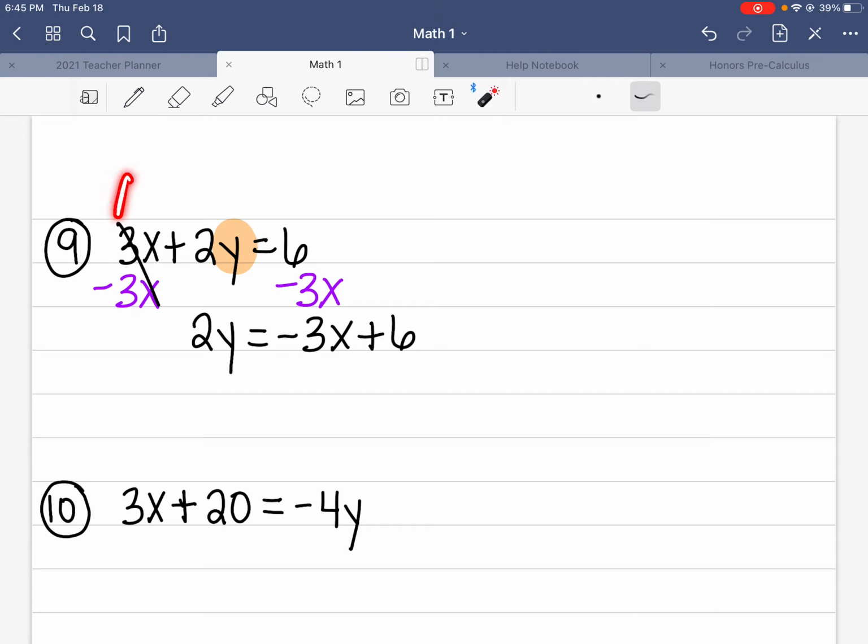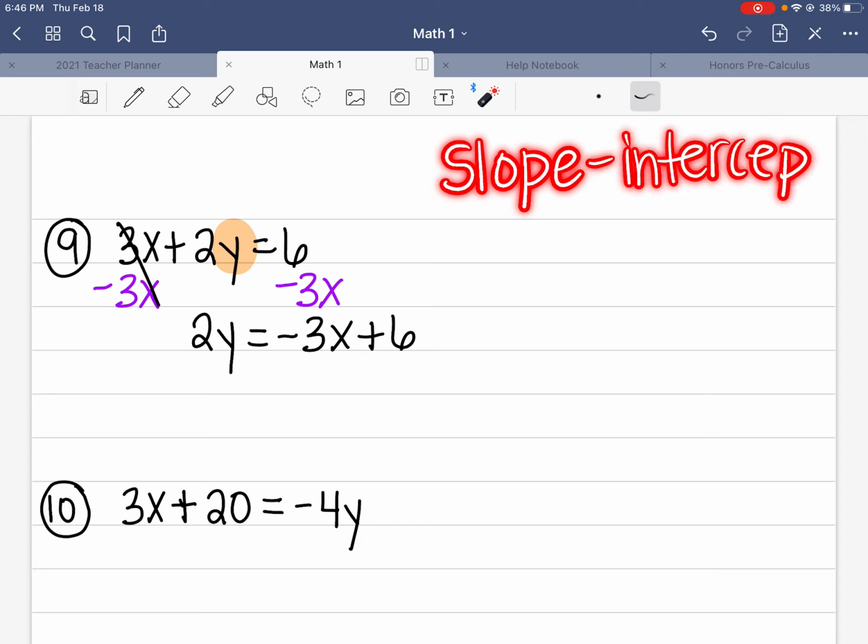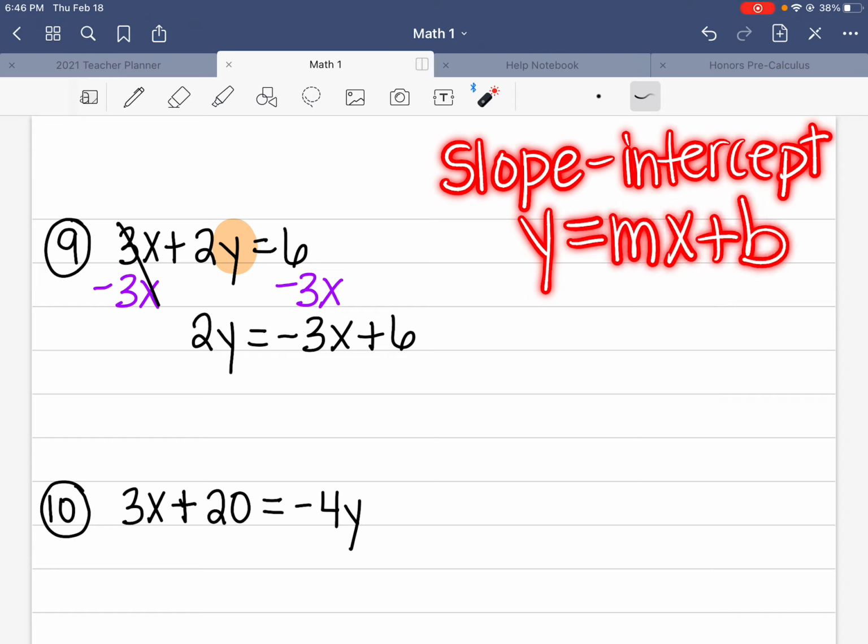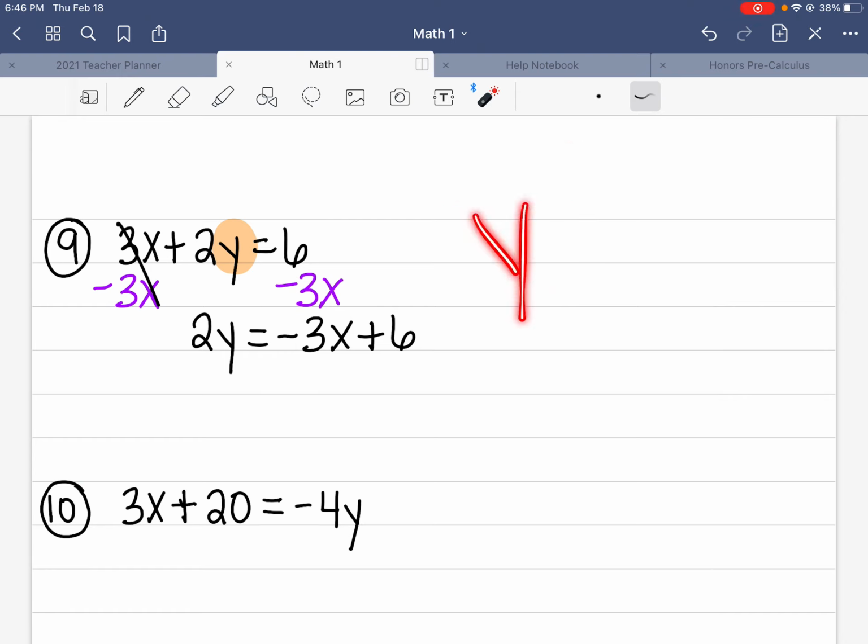Now, why are we doing this again? Because it's in standard form. I have ax plus by equals c. In order to tell you what my slope and my y-intercept are, we need to write it in slope-intercept form. Slope-intercept form is y equals mx plus b. You've got to get it in y equals mx plus b. So we're still going to solve for y. We're going to divide by 2 and simplify.